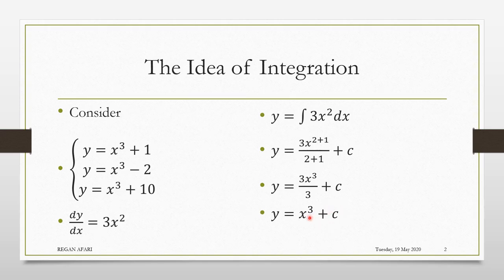But if you don't know any point that lies on the curve, then please represent your final answer in this form. When you have an integration that comes with plus c, we call that an indefinite integral. Why? Because c could be any given number, so you have indefinite possible outcomes for c.